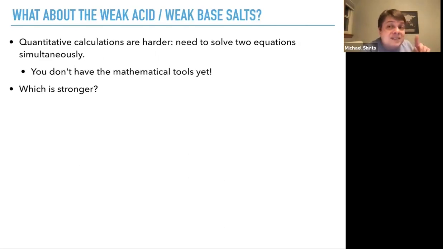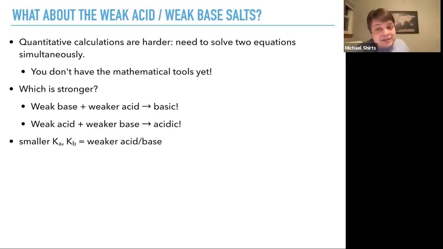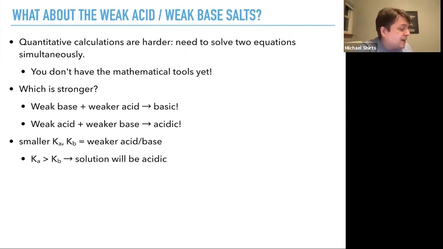So which is stronger? This is what we can say. A weak base plus a weaker acid should be basic, because the acid is weaker and has less affinity. A weak acid plus a weaker base is going to be acidic. So let's make this a little quantitative. If you have a smaller Ka or Kb, that means a larger pKa or pKb, which is a weaker acid or base. So if Ka is greater than Kb, the solution will be acidic. If Kb is greater than Ka, the solution will be basic. You just need to look at the Ka and Kb and know at least in which direction it's going to go.